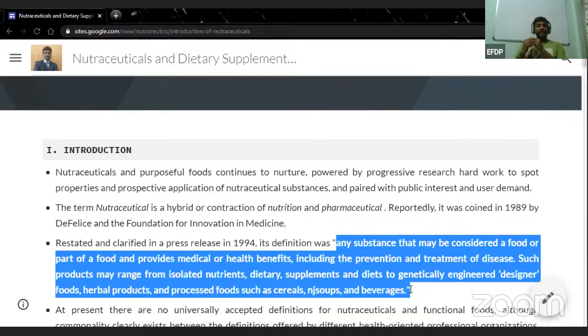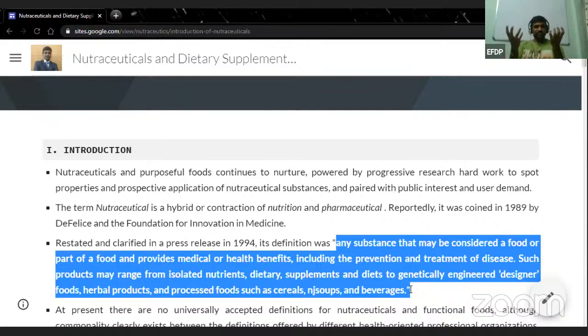The term was coined in a press release of 1994 and clarified the nutraceutical term. It is a term which is related to nutrition and the pharmaceutical.